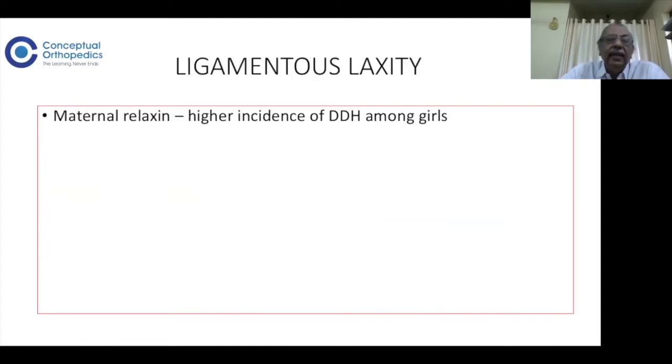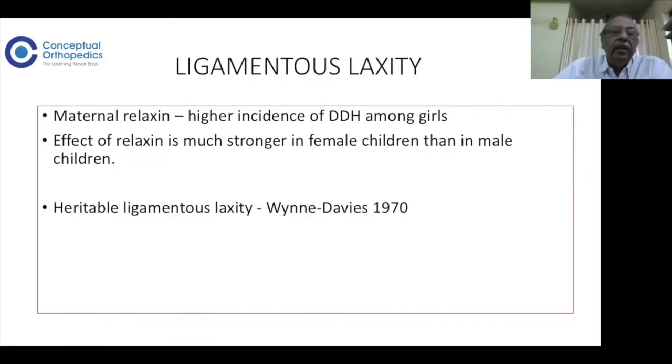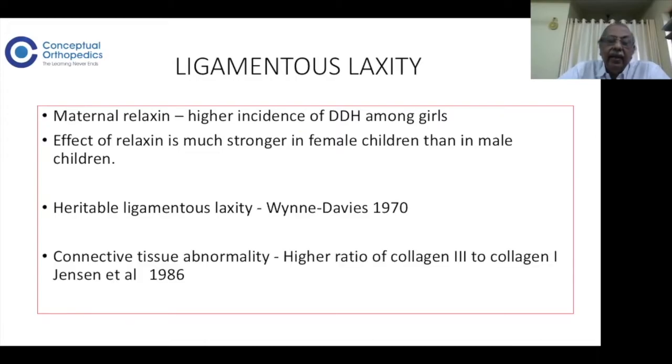Ligamentous laxity: maternal relaxin probably causes a higher incidence of DDH in female children. The effect of relaxin is much stronger in female children than male children. So heritable ligamentous laxity has been described by Wynne-Davies, and connective tissue abnormality, especially in type 3 and type 1 collagen, has been described.